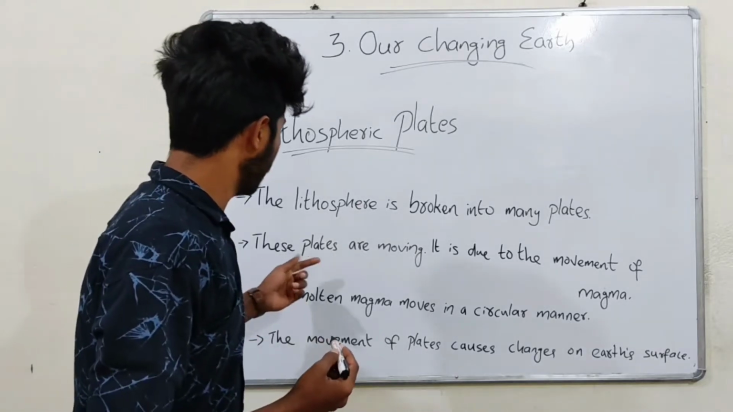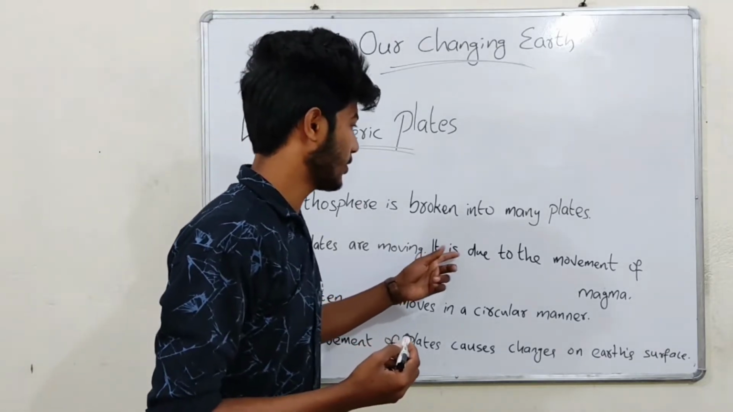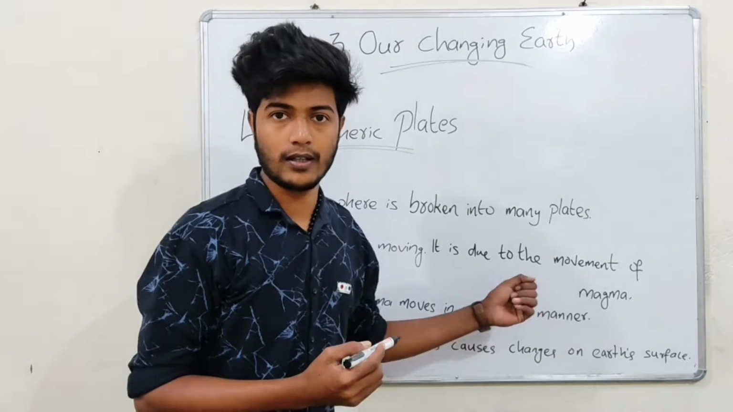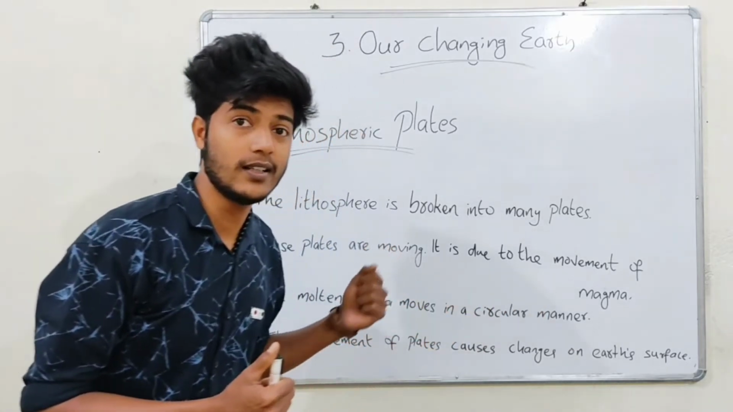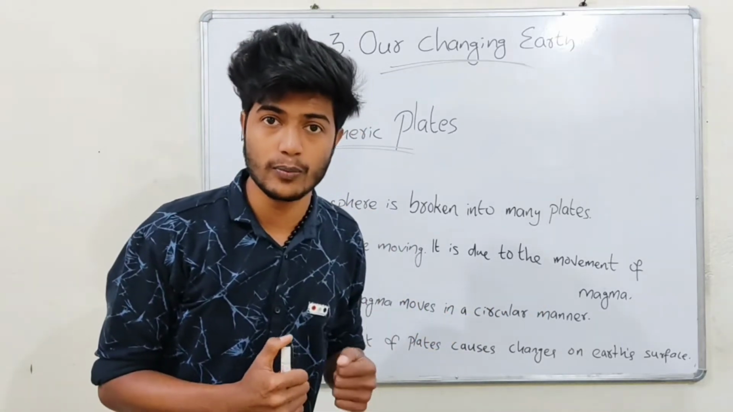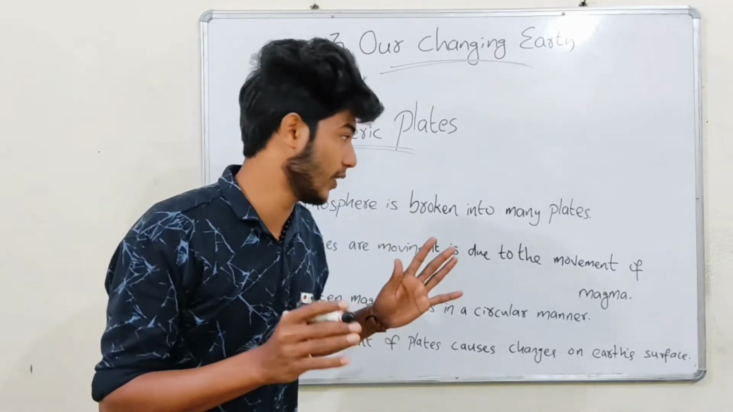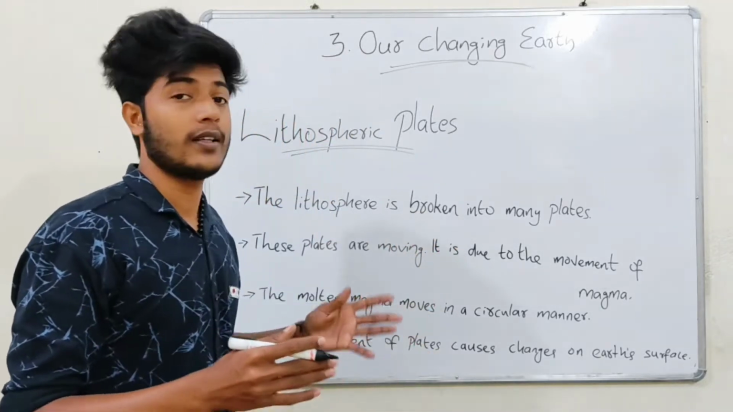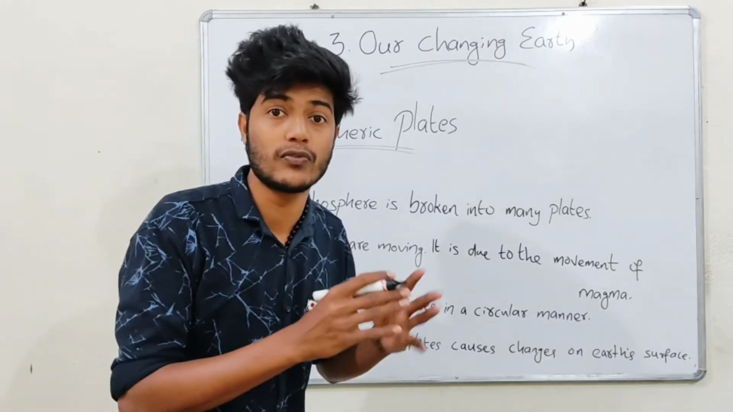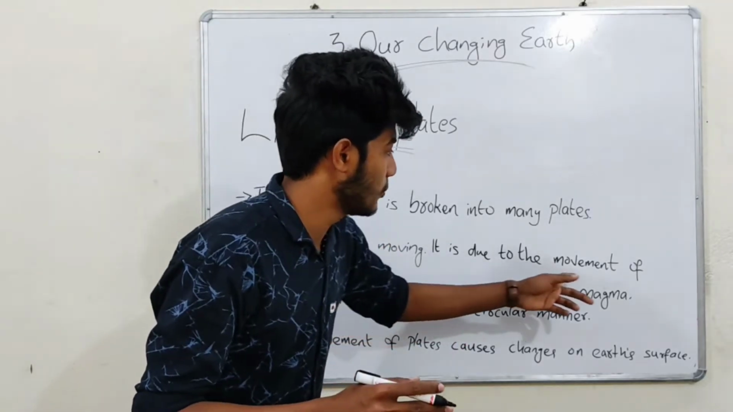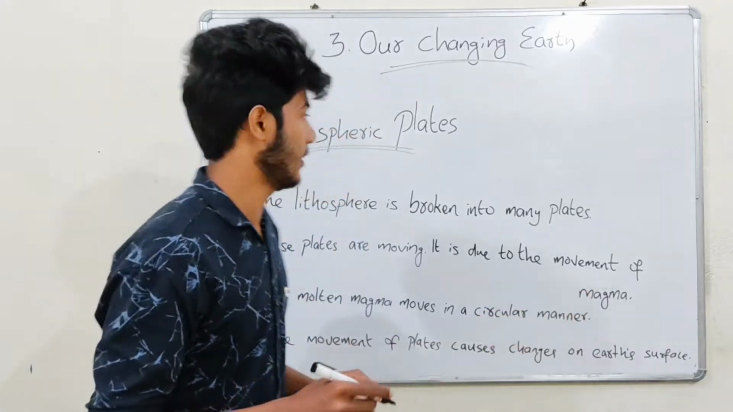Then these plates are moving. It is due to the movement of magma. What does it mean? I said the lithosphere is divided into many plates known as the lithospheric plates, and these plates are moving away from each other. It is due to the movement of magma. Now listen.